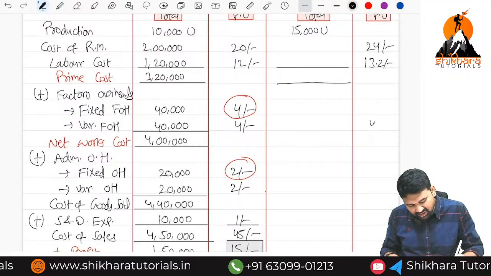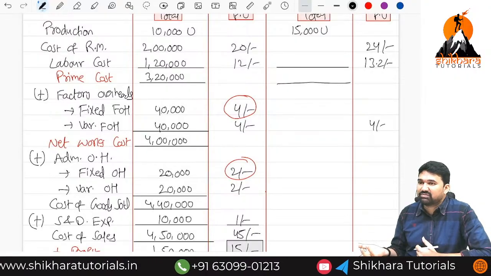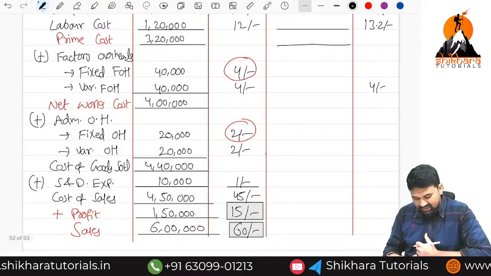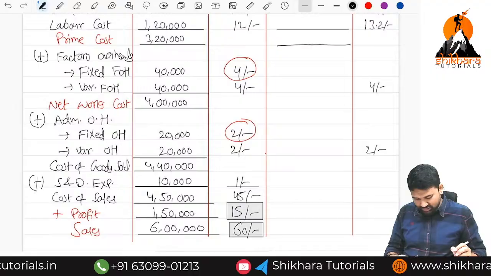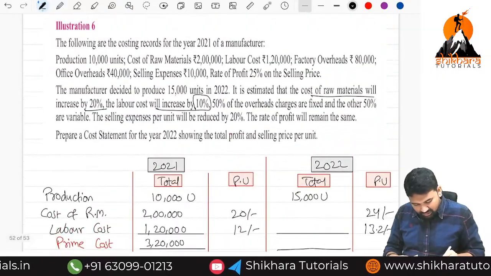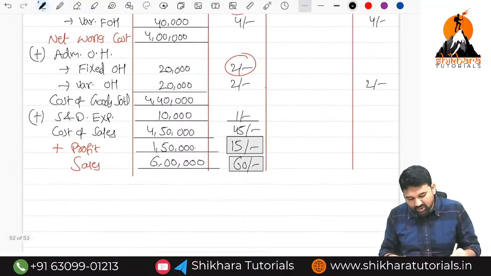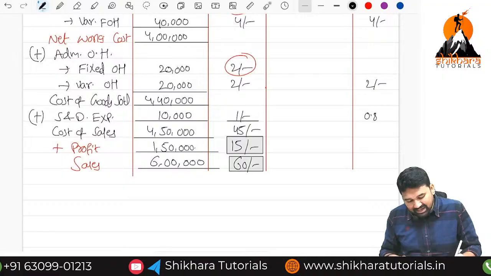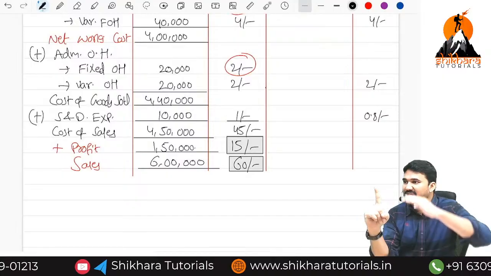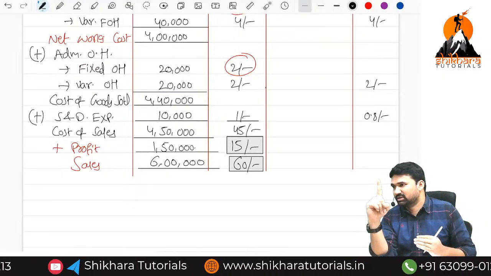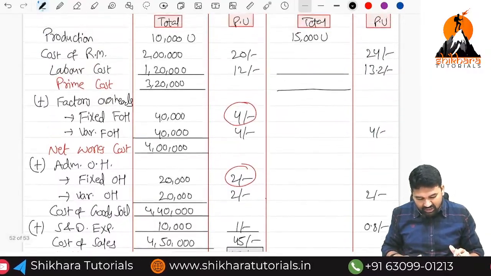Variable overheads are 4 rupees only. It will not change. Why will it not change? Variable overheads means cost per unit, so it will not change. And administration overheads also 2 rupees, it will not change. And selling and distribution: selling expenses will be reduced by 20%. Reduced by 20% means 0.8, 80 paisa. Why? Because 1 rupee selling expenses per unit will reduce by 20%. If you remove 20% from 1 rupee, it comes to 80 paisa, so that is the cost per unit.